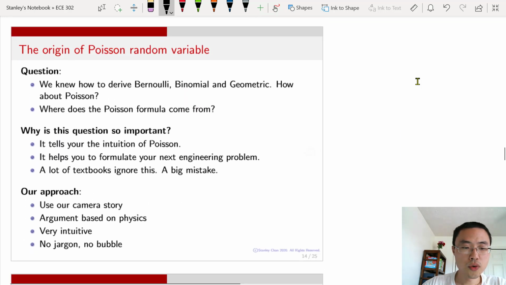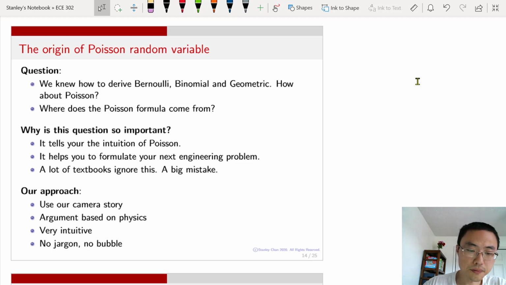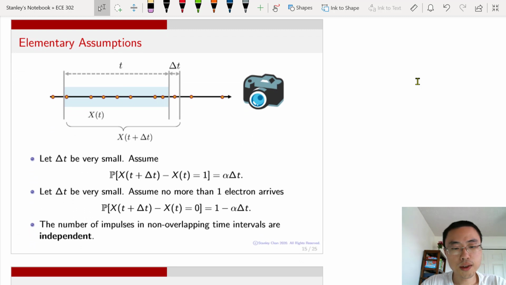Okay, so we want to discuss this topic using a physics point of view. And if you read the ebook, you will be able to see the full derivation. So what I want to do here is to summarize the derivations in a couple slides. So this is the elementary setup. Imagine that I have a camera. Now, if you really don't like camera, that's fine. You can replace this as a bus station, okay?